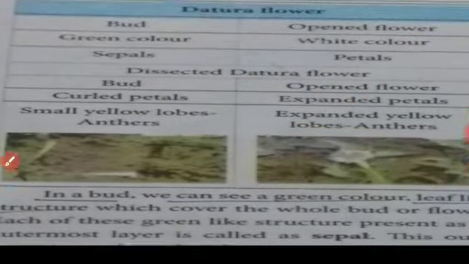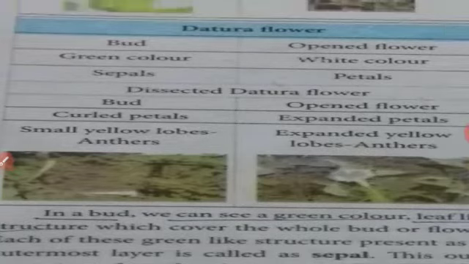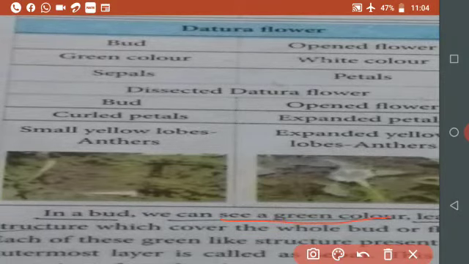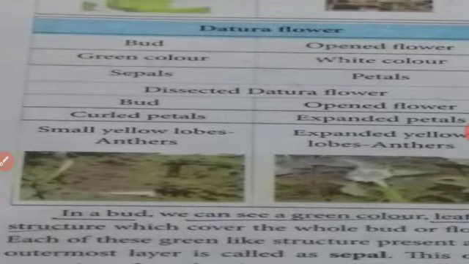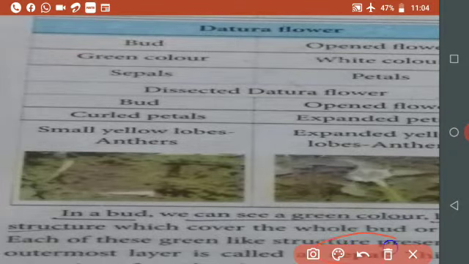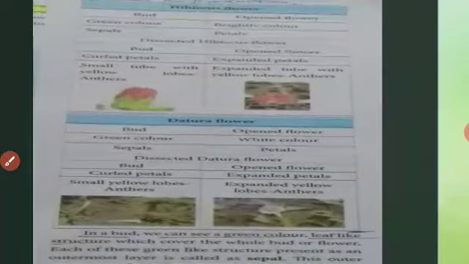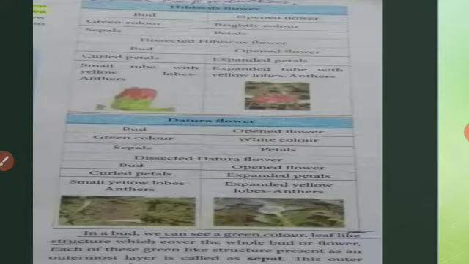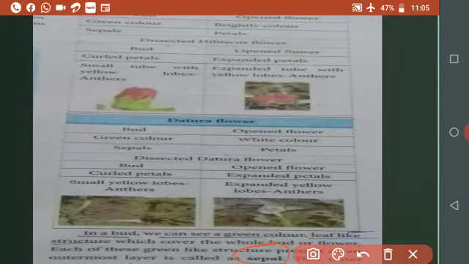Next, in a bud we can see a green leaf-like structure which covers the whole bud or flower. Each of these green structures present as the outermost layer is called a sepal. The inner parts of the flower, the male part and the female part of the flower, are all protected by the sepals. This outermost ring of sepals is known as calyx.